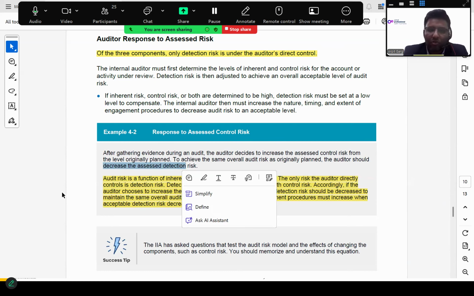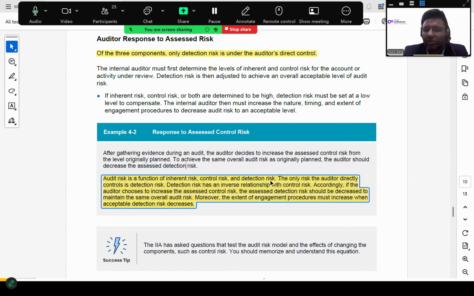That's right. Audit risk is a function of inherent risk, control risk, and detection risk. The only risk that auditors directly control is, can you all say that? Detection risk. Detection risk has what? Can you all say that? Inverse relationship with control risk. Accordingly, if the auditor chooses to increase the assessed control risk, the assessed detection risk should decrease to maintain the same overall audit risk.